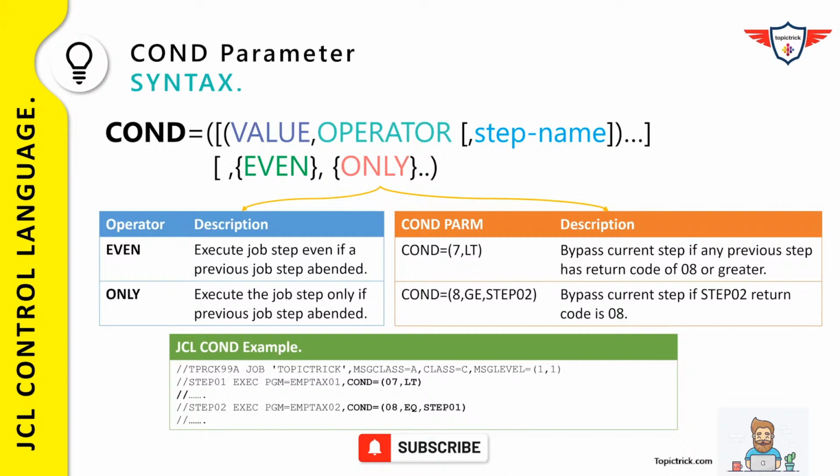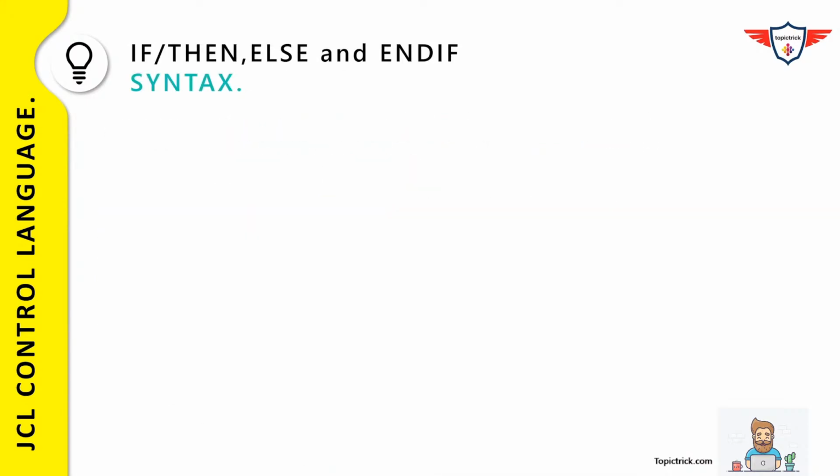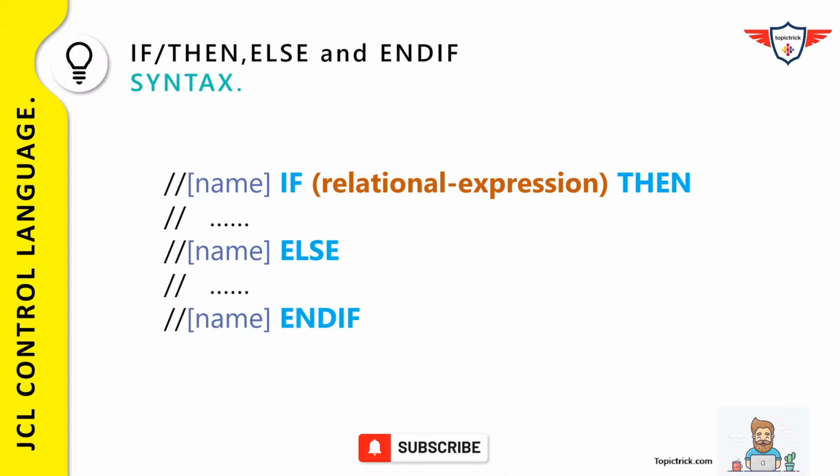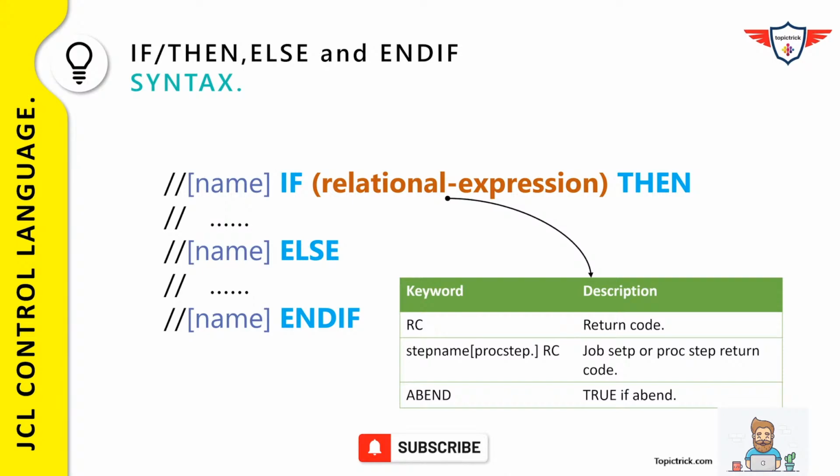And these statements are IF, THEN, ELSE, and ENDIF. Now let's try to understand how you can use the IF THEN ELSE statement to process job steps conditionally. So here's the syntax of the IF THEN ELSE statement. To begin the conditional execution, you have to code the IF statement followed by the condition that you want to test.